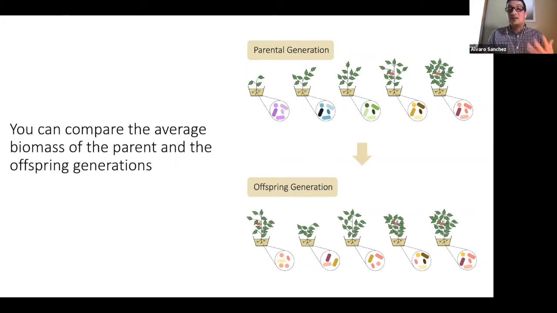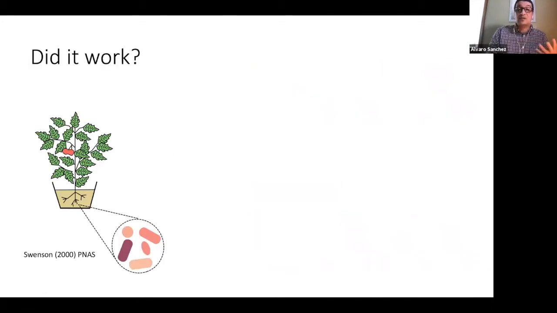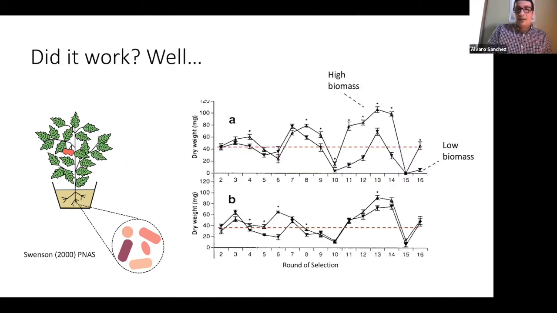So what they can do then is compare the average biomass in the parental generation as well as in the offspring generation, which was made, again, from microbes that were chosen from the plants they selected that had the largest biomass. So the question you would ask is, well, did this work, right? If you keep selecting for the microbiome in the pots, are you going to see an increase in the function of the plants?